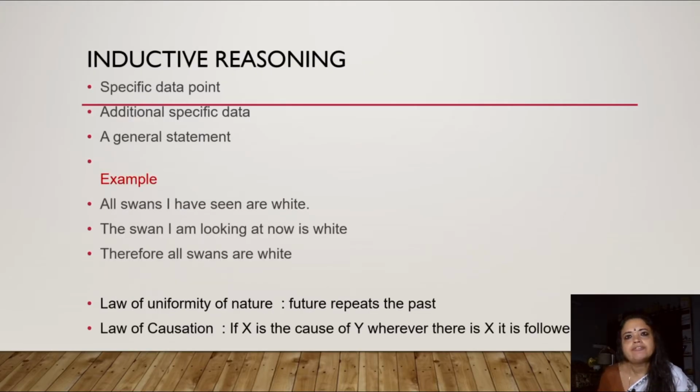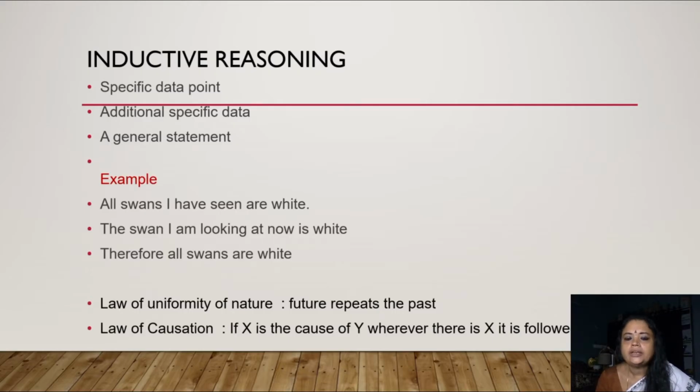And there are different types of logical reasoning, the first one being called inductive reasoning. In inductive reasoning, the first premise will be a specific data point, and the second premise will be additional specific data based on the first premise, and lastly there will be a general statement which shows the conclusion. Let us see an example. All swans I have seen are white. This is specific. Then you have additional specific data. That is, the swan I am looking at now is white. Therefore, all the swans are white.